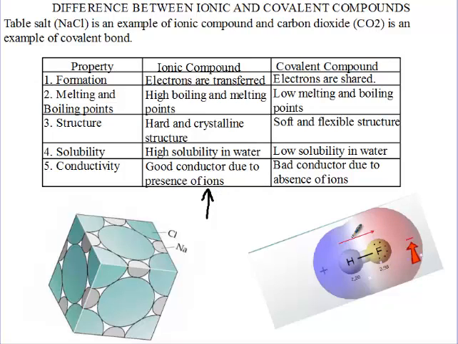Covalent compounds are bad conductors due to the absence of ions. So the presence of ions will make ionic compounds good conductors. The absence of ions makes covalent compounds very, very bad conductors of electricity.